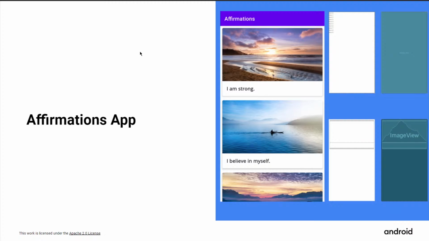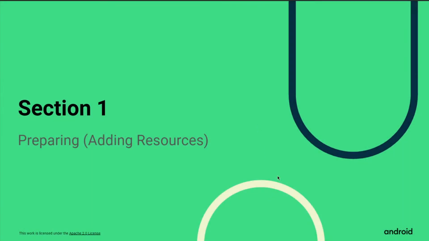Some code from the prior programming track is also involved in this, but you don't have to worry about it because we cover everything and we don't go deeper than the surface. So without further ado, let's see how it's built by moving to our first section, which is preparing. In this section we add some resources.